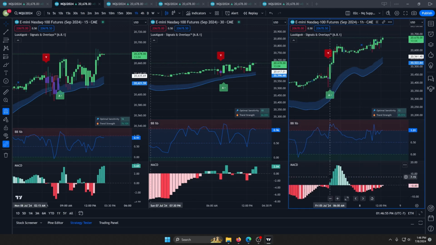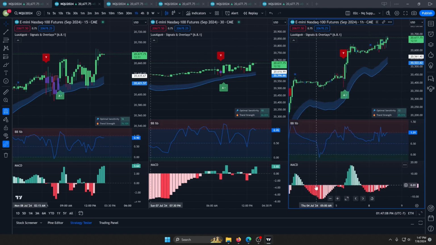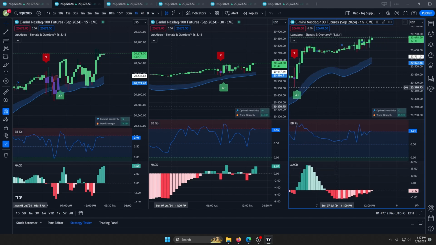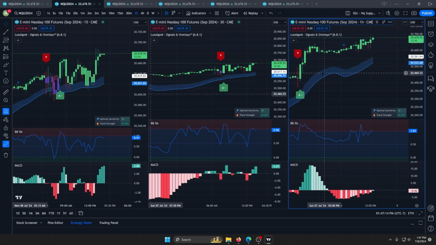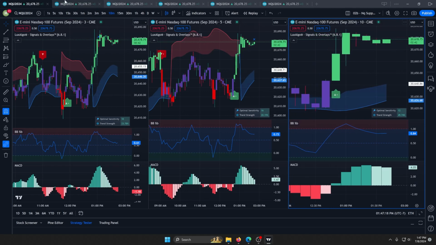You got these green, it's just the histogram part. You got the green candles, price going up. The green gets less green, price starts going down. More red, price starts going down. Less red, price starts going up. And you can see the price pretty much follows the direction of the histogram and the Bollinger Band %B. So that's pretty much all there is to it.